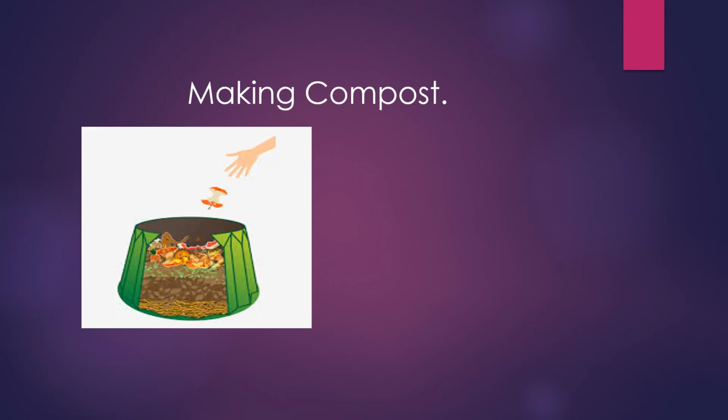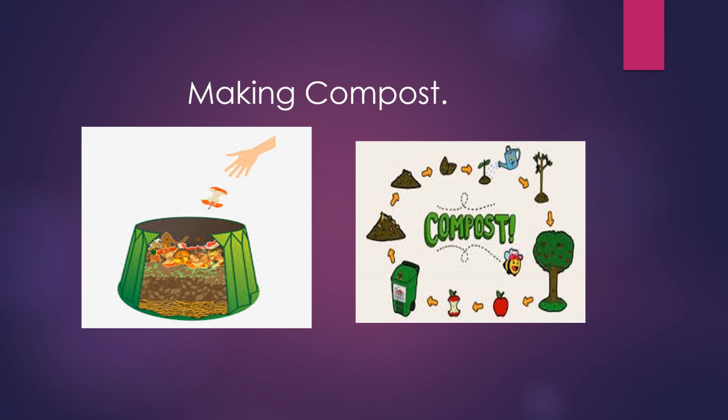The third one is making compost. This is one of the good methods of garbage disposal, but it can be used only for biodegradable waste, which can be made into compost. And you know children, plastic takes years of time to go into the earth, means to become compost.